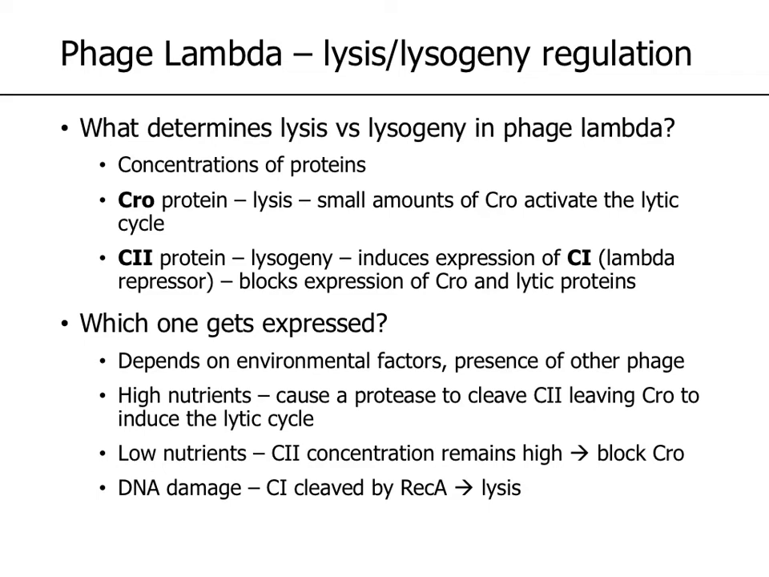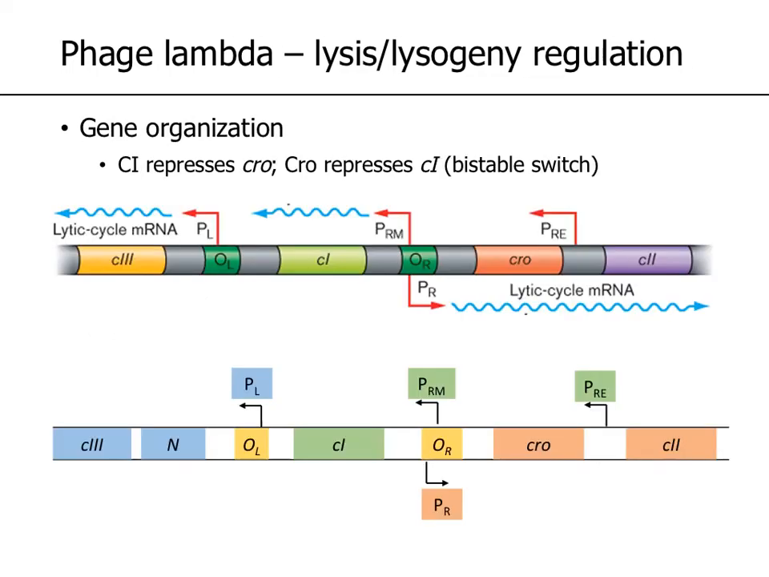So it says C1 blocks expression of CRO, so are there low amounts of CRO still? Essentially it's going to block it, so there's none. Yeah, we'll get to it.